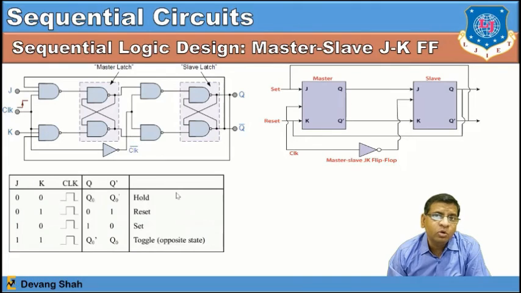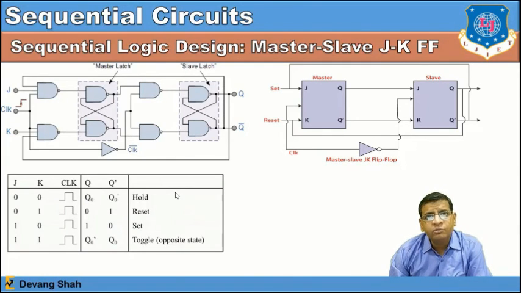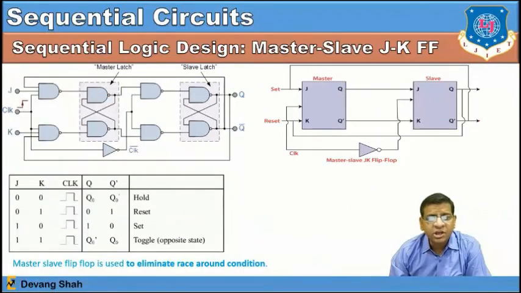And the last one, with both J and K equal to 1, with the positive edge trigger, your output toggles. Previously Q is equal to 0, in this case Q becomes 1, and that way you just toggle your output, right? If you go through the timing diagram of this master and slave JK flip-flop, ultimately you are going to overcome the race around condition, right? Normally in most applications we use this kind of master and slave JK flip-flop.